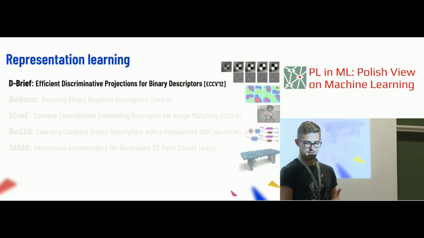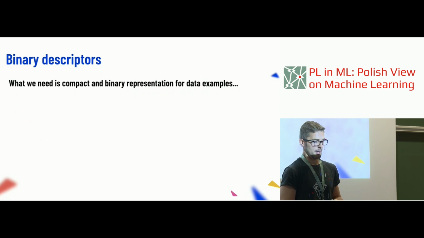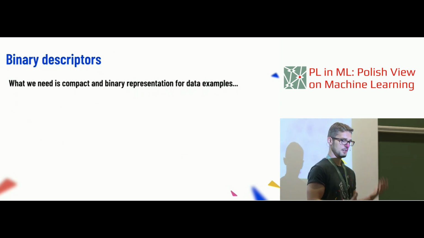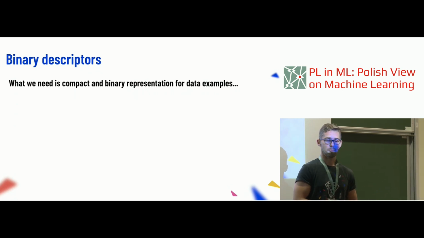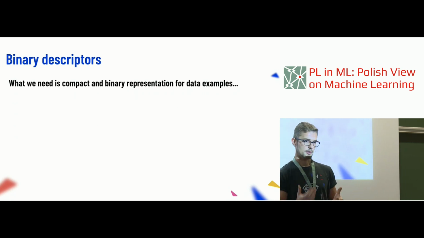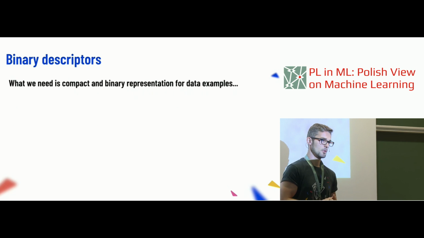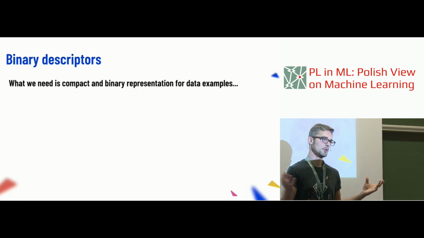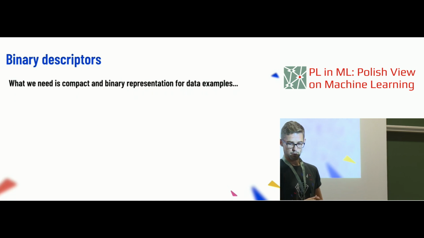So let's start with the first part, the efficient discriminative projections for binary descriptors. That was work published at ECCV in 2012. So moving from the representation itself, you can actually make it more compact and more memory efficient using binarization. That basically allows you to put some additional constraints on the representation, not only just use floating point vectors, but binarize them to make them more compact and also more memory friendly.